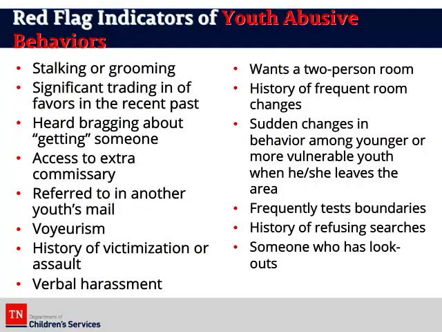The following is a list of indicators of youth who display abusive behaviors. Those behaviors include stalking or grooming, trading of favors, hard bragging, access to extra commissary, referred to in correspondence, voyeurism, history of victimization or assault, verbal harassment, wanting a two-person room, history of frequent room changes, sudden changes in behavior among younger or more vulnerable youth, frequently testing boundaries, history of refusing searches, and someone who has lookouts.